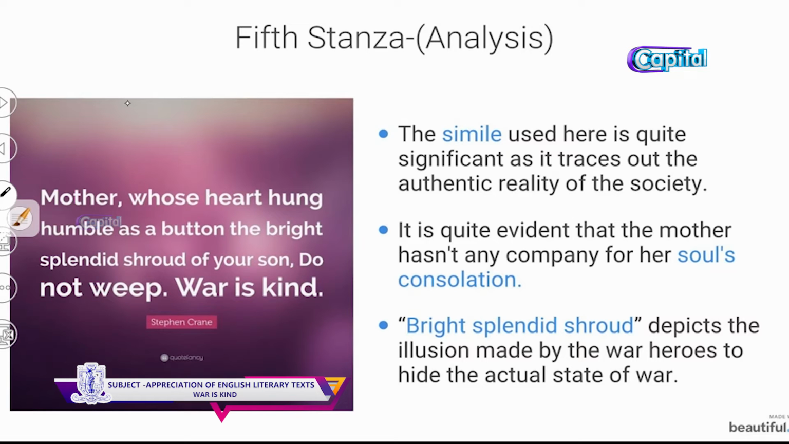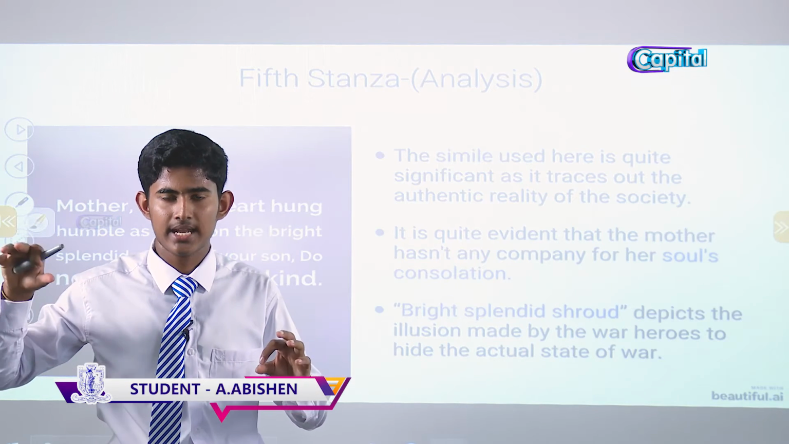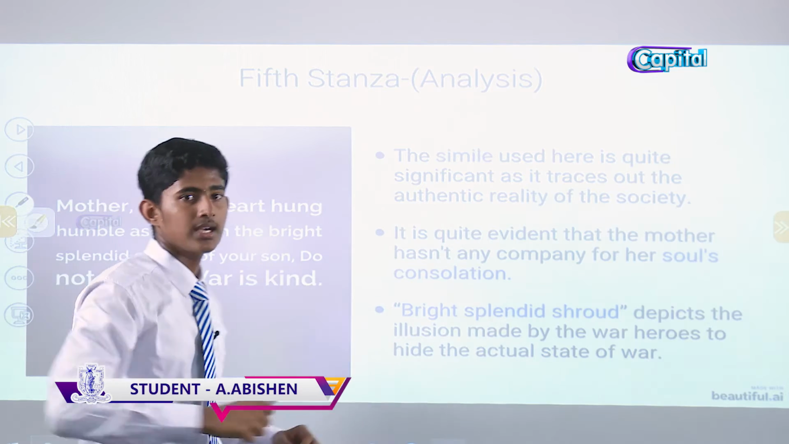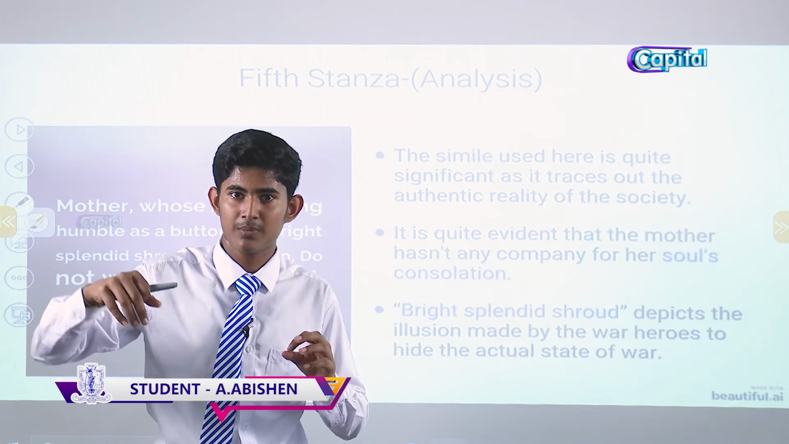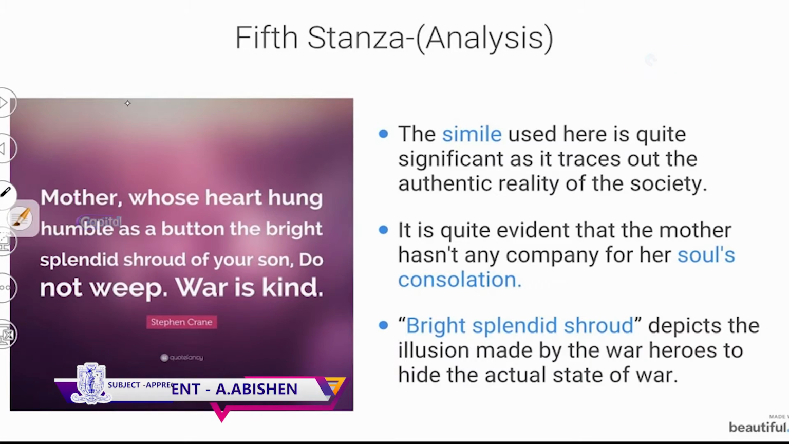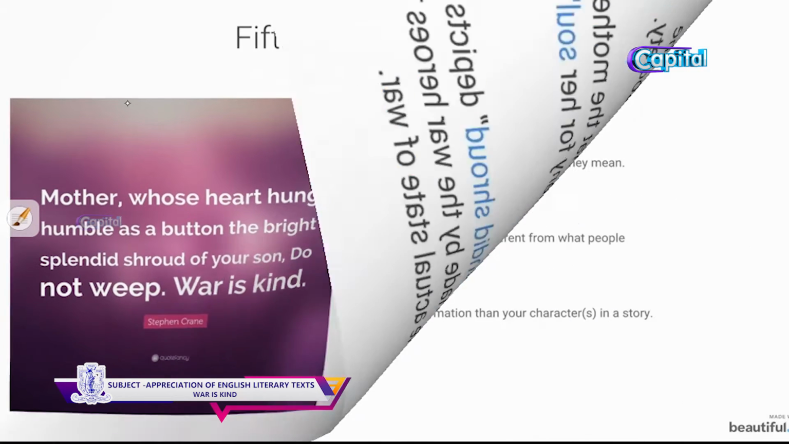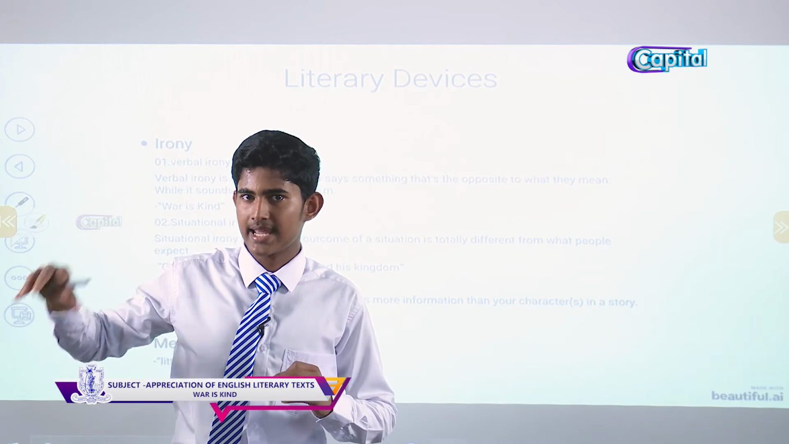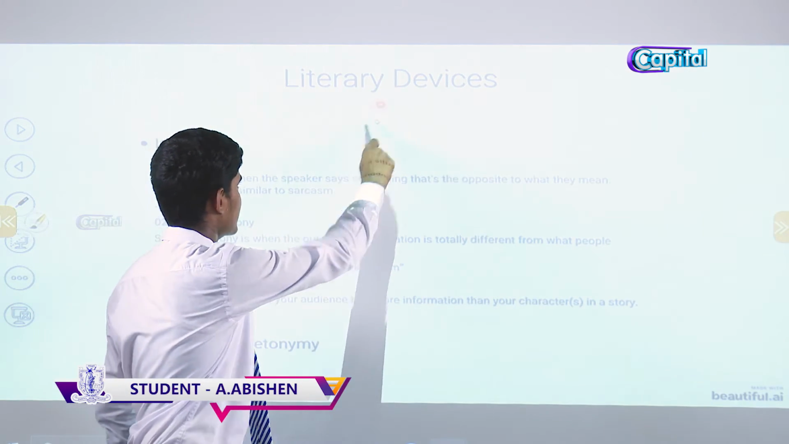So in this fifth stanza, the poet is addressing a mother and comparing her state to a button without any support, and also with the illusions made by the warmongers. Hope you understand. We have finished the analysis part, then the literary devices.